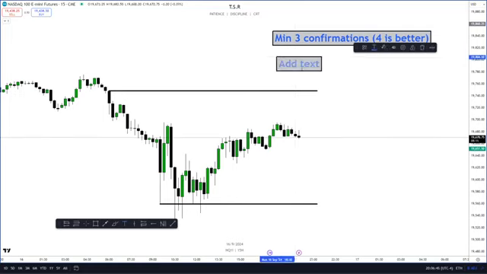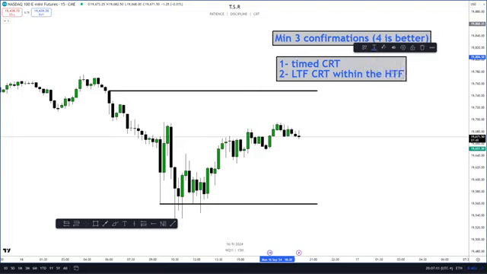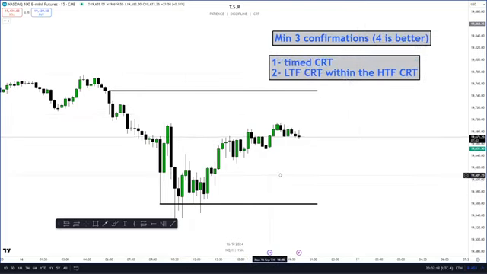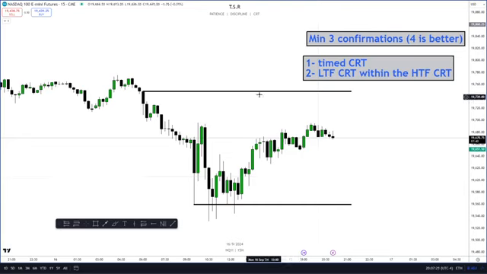So confirmation number 1 is the higher time frame CRT, which is timed. This is not a random candle that we are picking. This is a high probability time. Timed CRT. Okay. Confirmation number 2 is the lower time frame CRT within the higher time frame CRT. All right. The lower time frame being the 15-minute and the higher time frame being the 4-hour.